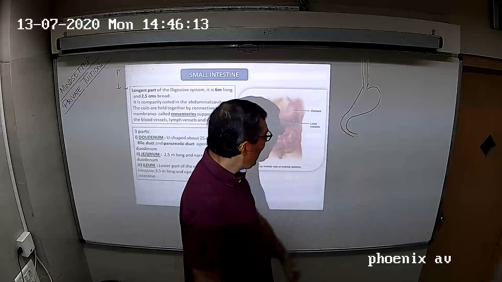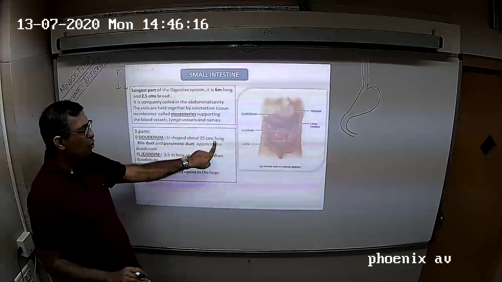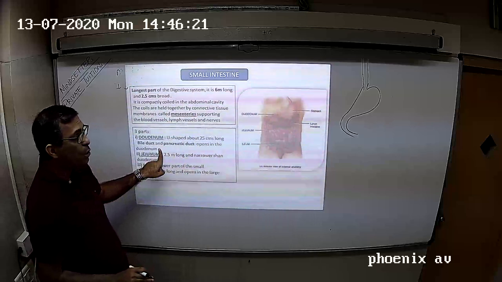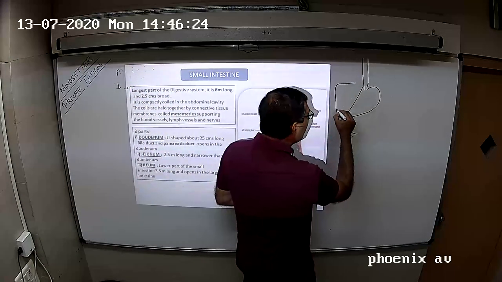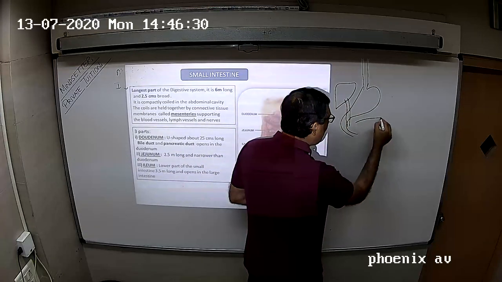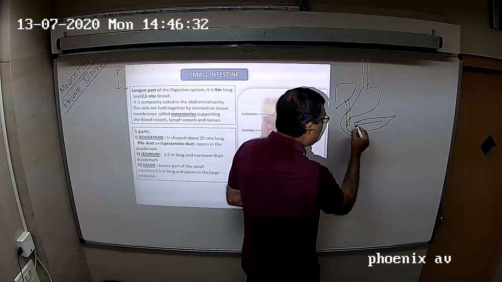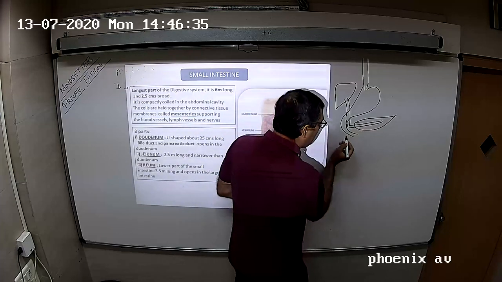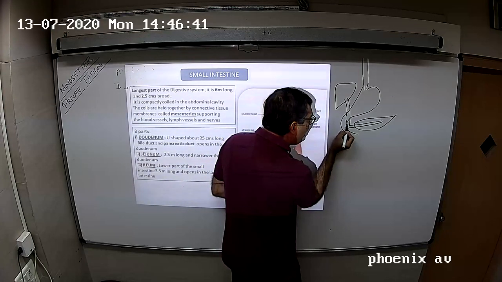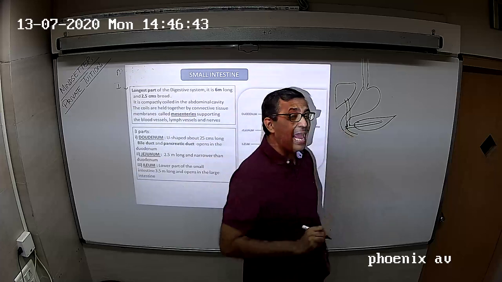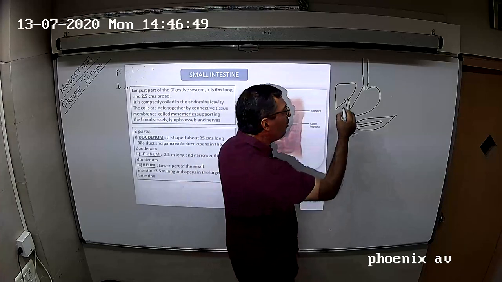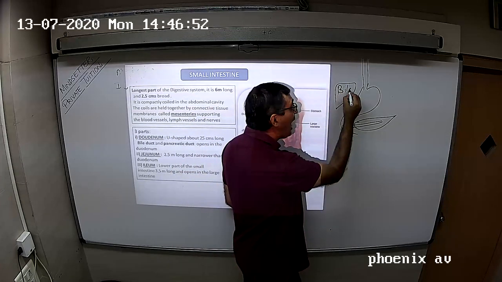The duodenum is U-shaped, 25 centimeters long. The bile duct and pancreatic duct open into the duodenum. From the liver comes the duct called the bile duct, and from the pancreas comes the duct called the pancreatic duct. The bile duct and pancreatic duct open into the duodenum as something called the hepatopancreatic duct.